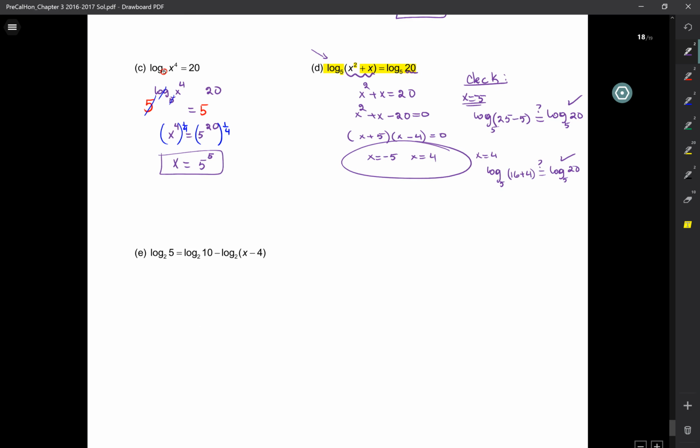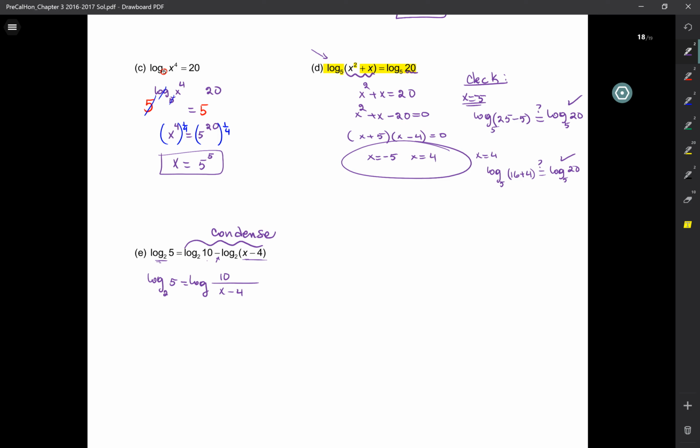Okay, here I have a logarithm here and two separate logarithms on this side. Well, I can't have that. In order to use the one-to-one property, I need to have one logarithm here and one here. So what I have to do is condense this one. So now I have log base 2 of 5 equal to log base 2 of 10, and since I have a minus sign here, this x minus 4 will become a denominator.